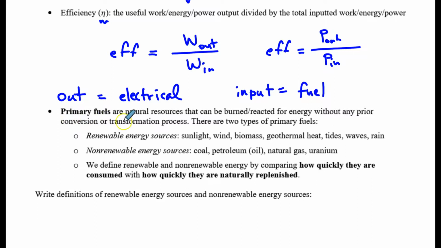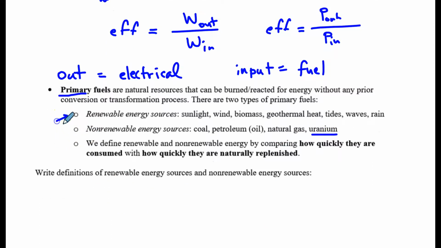We've talked about primary fuels already in other contexts. Those are the natural resources that can be burned or reacted or just acquired without any prior conversion or transformation. So that includes things like sunlight, wind, biomass. We haven't talked about geothermal heat, but you can extract heat from the earth itself. Tides, waves, rain, all of those sorts of things. You don't have to transform the rain to get some energy from it. Non-renewable sources that are primary would include coal, oil, petroleum, natural gas, uranium, that's for nuclear energy.